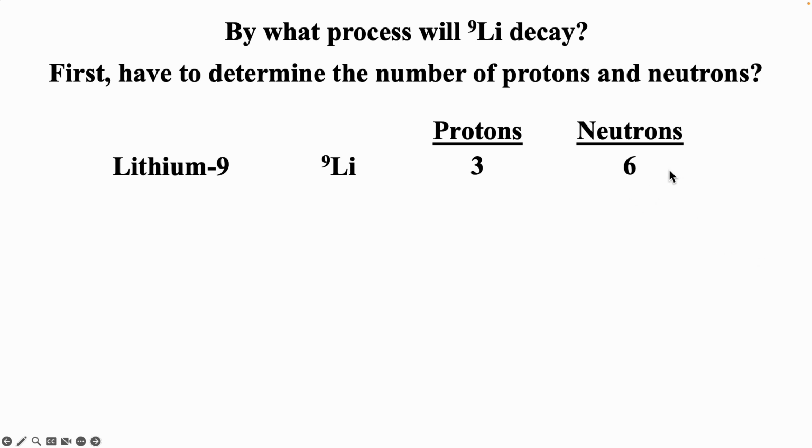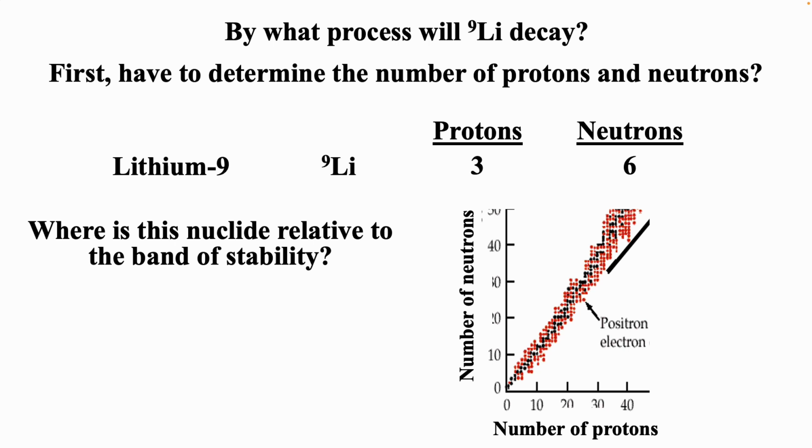And so what we should expect is that a neutron will change into a proton. You can also think about relative to the band of stability. So here's our protons, here's our neutrons, and we're on this side of the band of stability. And that means this should be beta decay.